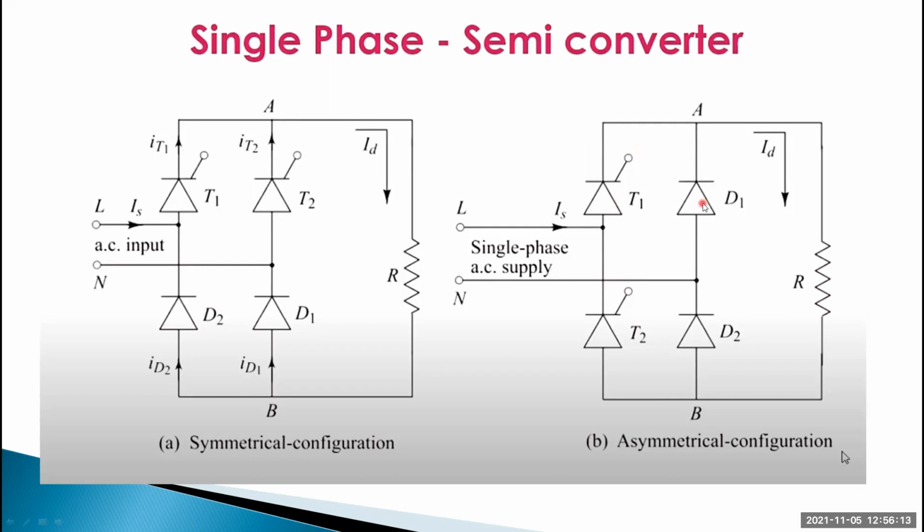So T1, D1 like this, T2, D2. Here, thyristors T1 and T2 are connected like this, and the diodes are connected like this. The thyristors are connected in a single pole and the diodes are connected in a single pole, so that's why this is called a symmetrical configuration and this is called an asymmetrical configuration. In these two configurations, the output voltage is constant, it is not changing. Even though the two devices are connected in this manner, we will get the same output voltage. Here and here, the output voltage is the same, only the configuration changes.